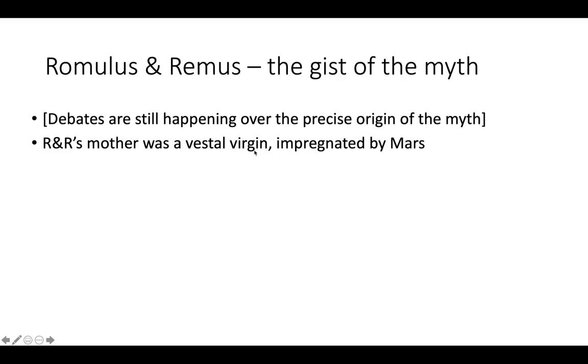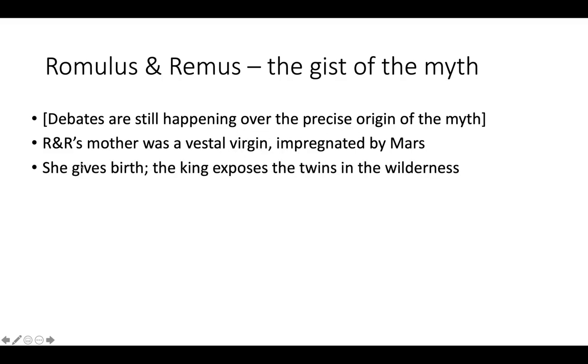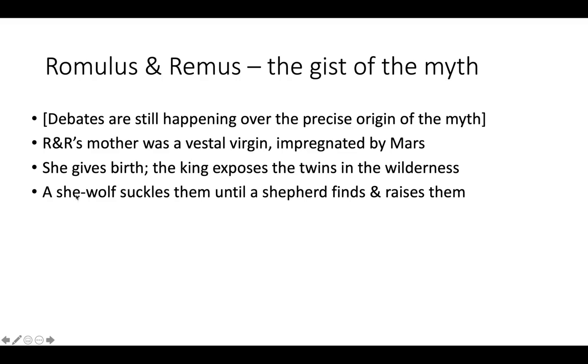Anyway, I think she was a princess too, because when she gives birth, the king of the land is threatened by these two twin boys. And so he forces the girl to abandon the twins in the wilderness. This will remind you of a lot of stories we've read. Think of Rama's two boys, that they're also twins, abandoned in the wilderness. Oedipus, abandoned in the wilderness. Anyway, so the king tries to expose the two twins.